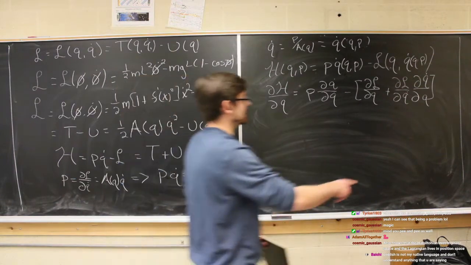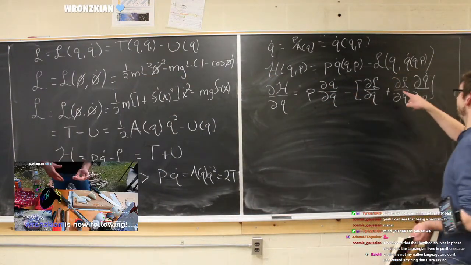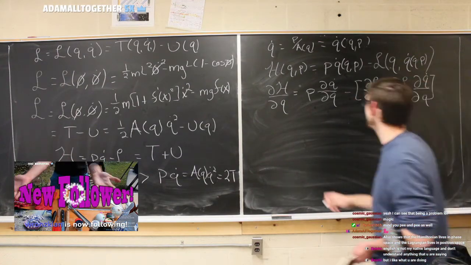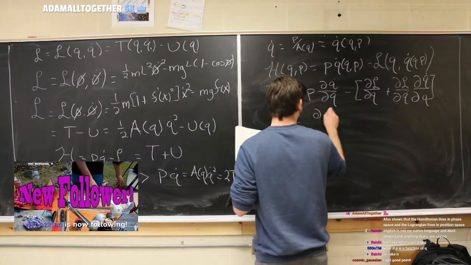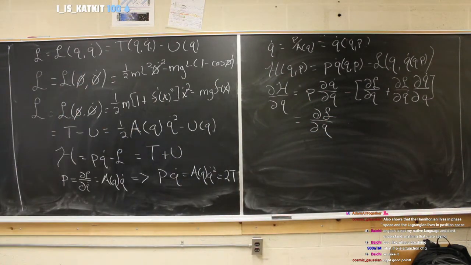So here we have p dq dot dq, and then minus p dq dot dq, and the signs are different so they're going to go away. So this turns out to just be the derivative of the Lagrangian with respect to q. That seems pretty crazy, but it's true.